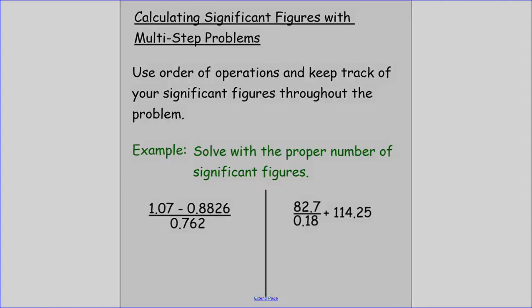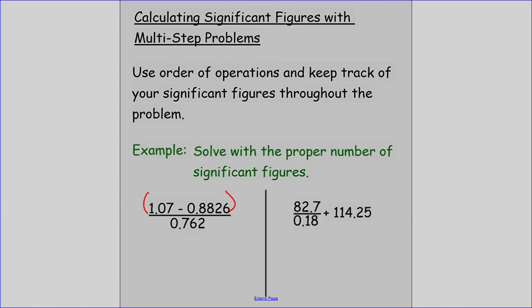So I mentioned these double step problems from before. If we have a multi-step problem, you treat it the same way: use your order of operations, and keep track of significant figures throughout the problem. So we're going to subtract first, following order of operations, and then we're going to divide. I need to take care of essentially brackets, right? So really, we treat this problem like there were brackets around the top part. We need to simplify that top part before we can do any division.